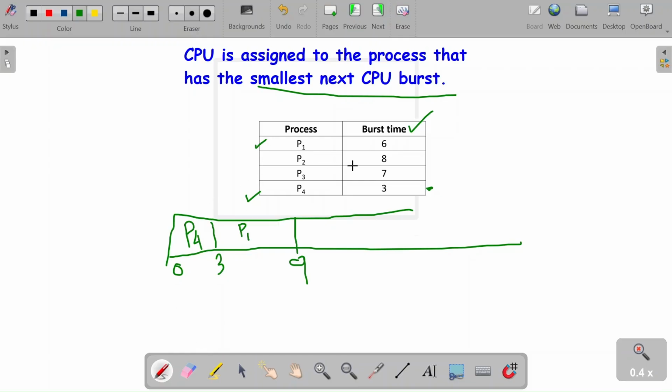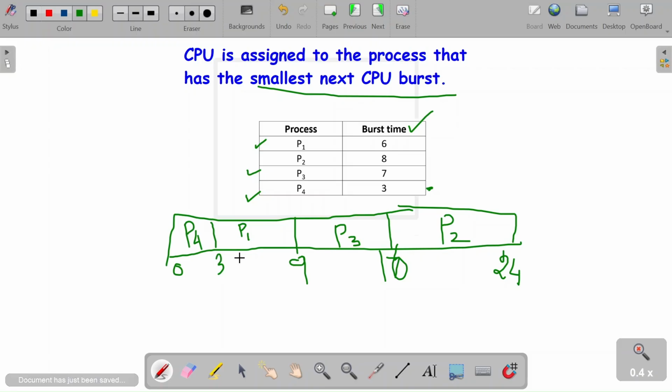Now out of P2 and P3, P3 has 7. So 9 plus 7 is 16, and till 16 P3 executes. Then P3 is over. The last one is P2. The time needed is 8, so 16 plus 8 is 24 for P2.